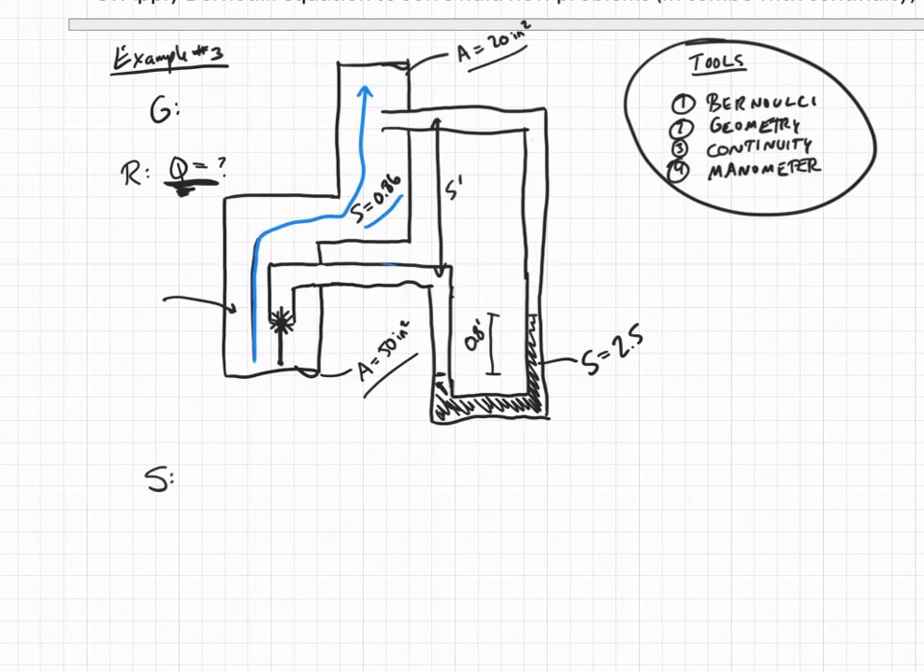Bernoulli is a little bit tricky, right? Because we have to know if we can use it. So let's think about this. I'm always going to do this while we're learning Bernoulli and learning how to deal with these assumptions. The first assumption is always, is this flow steady? We're just going to have to go with yup, because we don't have anything saying that the flow rate is changing.